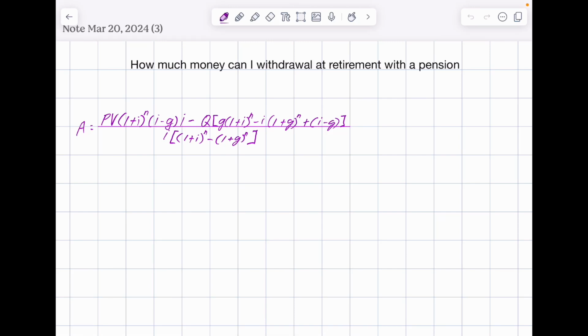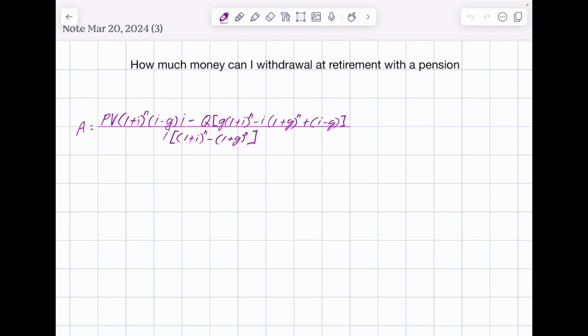Hello. In this video, we are going to derive this formula to determine how much money I can withdraw in retirement with a pension. We are going to derive the formula for a growing annuity where the growth is based on the payment plus a fixed income such as a pension.